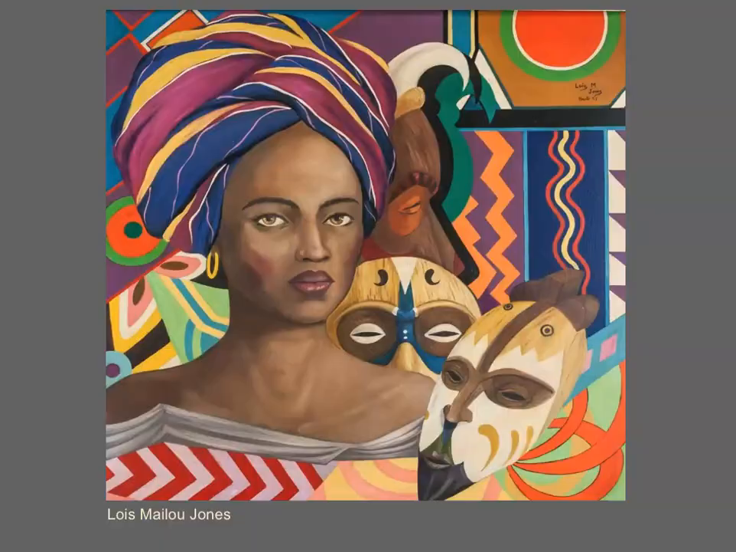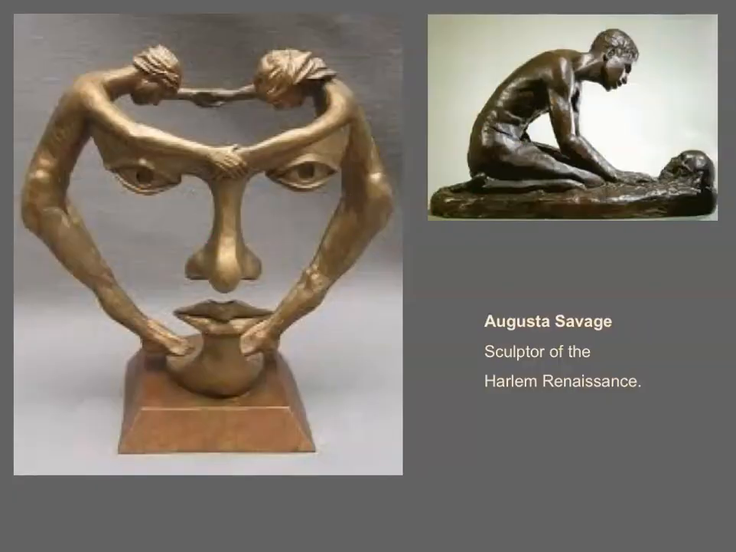Now, one more woman who was a prominent artist of the Harlem Renaissance was Augusta Savage. This image on the left is just a really beautiful use of negative space, in my opinion, here. And then this one on the right is called The Ancestors. And it's a young man who is pleading for advice or something. He's pleading for something from a skeleton.